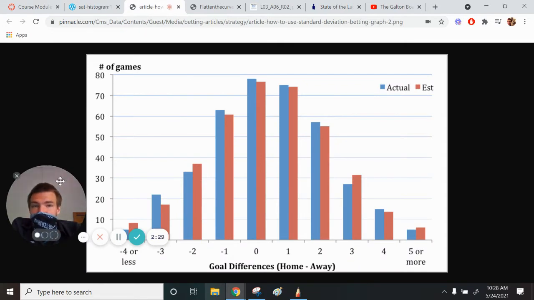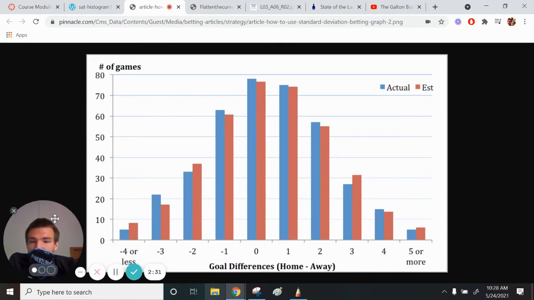Got another one here. This is the goal difference for home versus away for soccer. You can see that the estimated goals versus away is in red and the actual is in blue, right? Pretty much, even though they are just estimating with the red, it's almost right every single time. It is more likely that 0 would be the case, but if you have a 4 or 5 goal difference, then there you go.